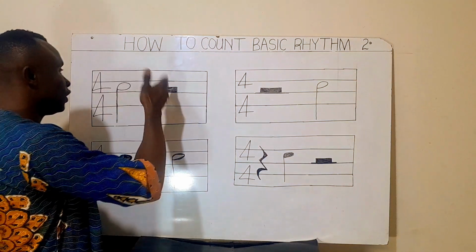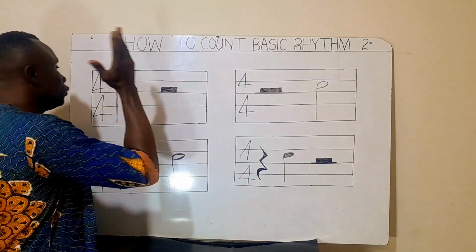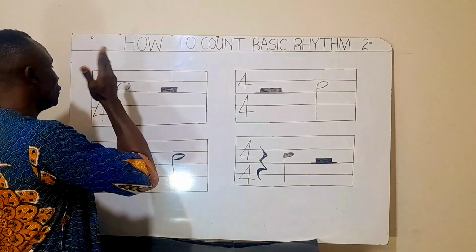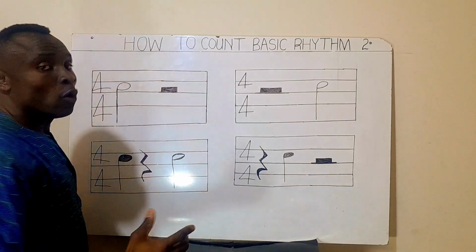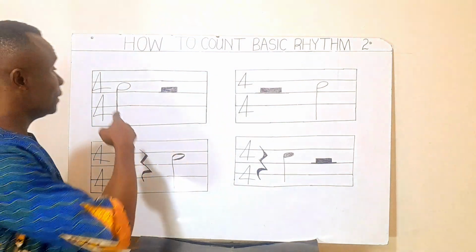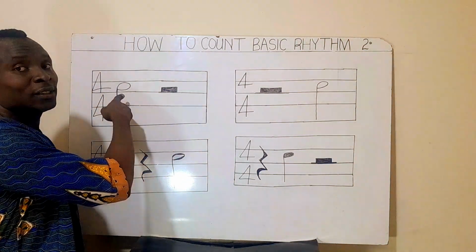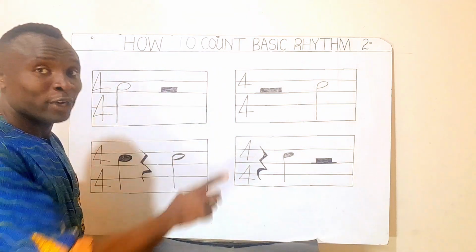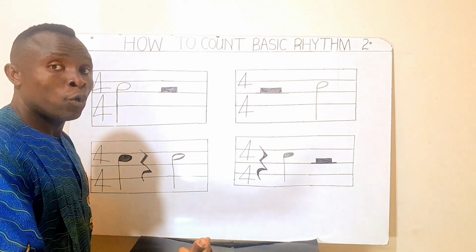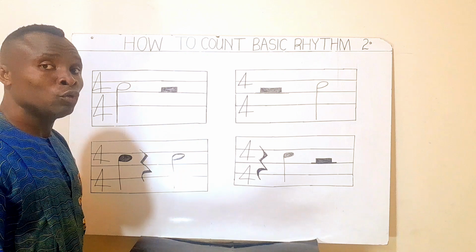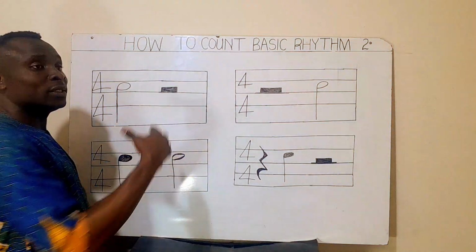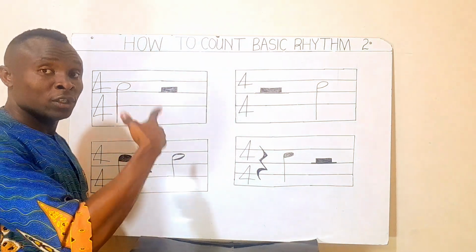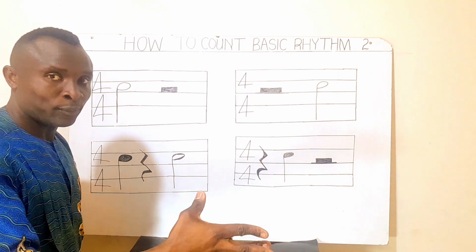1, 2, 3, 4. What does that mean? That we are counting 2 beats for the minim note and also 2 beats for the minim rest. But in a musical situation, at this place we are expected to be silent.